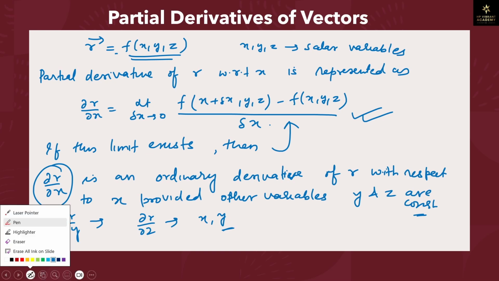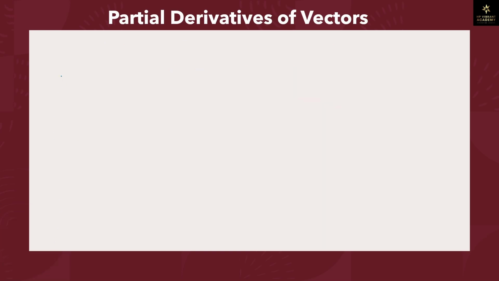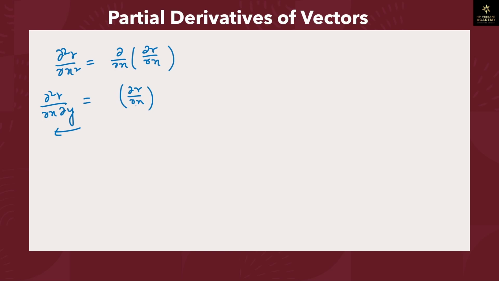Now let us understand a few more concepts. Suppose we want to find del 2r upon del x square. This we can write as del upon del x of del r upon del x. And del 2r upon del x del y we can write as del upon del y of del r upon del x, so first we write del r upon del x, and after that we differentiate it with respect to y. Similarly, del 2r upon del y del x we can write as del upon del x of del r upon del y. So the order is in this particular direction.